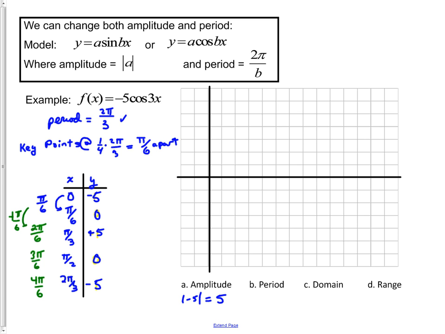So let's plot these on our x and y axes. So having labeled all of those points right here, starting at 0, we're going to be at -5. Pi over 6 goes to 0. Pi over 3 goes to +5. At pi over 2, 0 again. 2 pi over 3, we're down to -5, and the cycle would start all over again. So here's one cycle of -5 times the cosine of 3x.